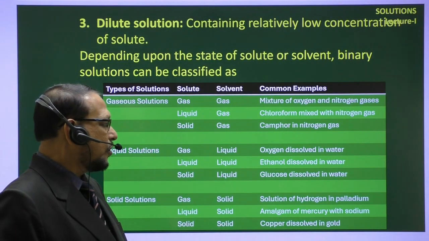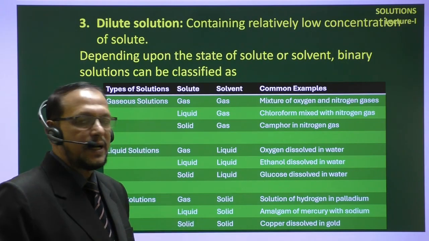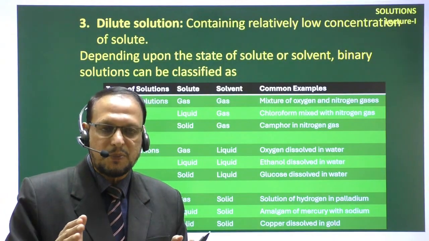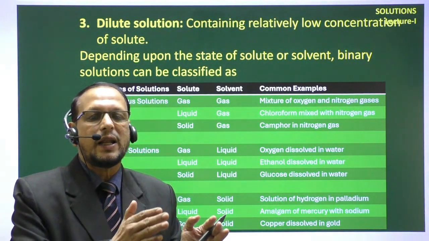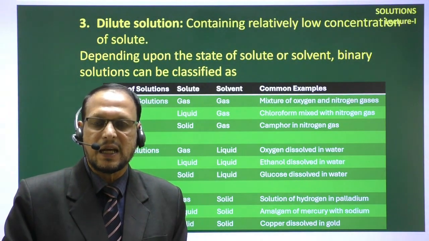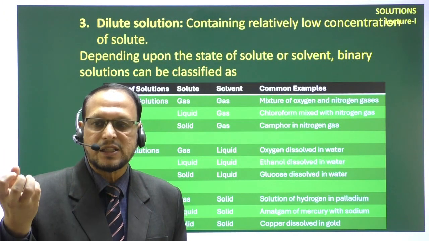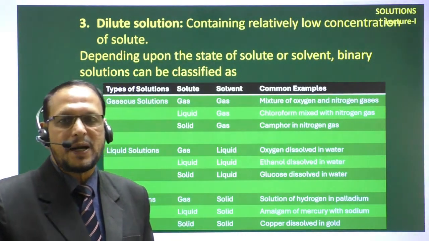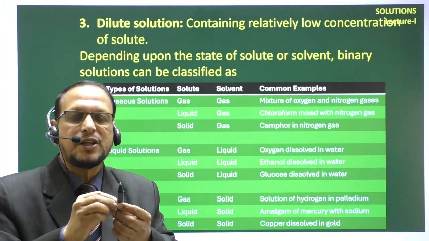Solid in liquid: glucose dissolved in water. Gas in solid: solution of hydrogen in palladium. When you do hydrogenation, suppose you convert alkene to alkane or alkyne to alkane, we use palladium-hydrogen, nickel-hydrogen, etc. Palladium-hydrogen has the highest occlusion property. Hydrogen gas, when kept in the metal palladium, is adsorbed on the metal palladium.